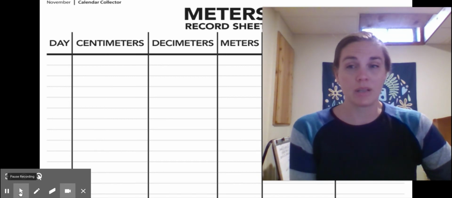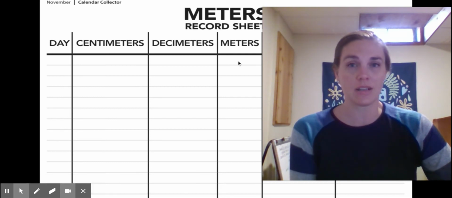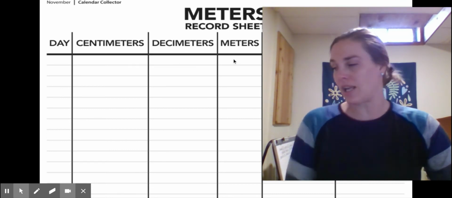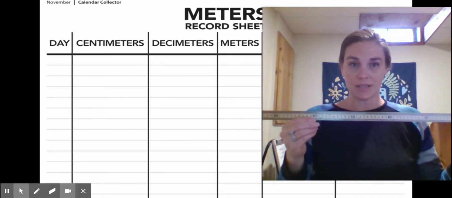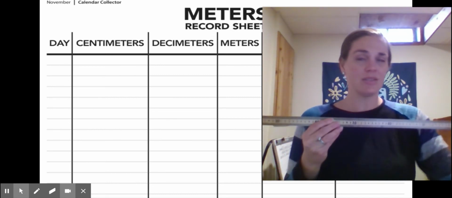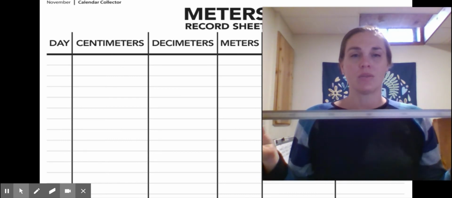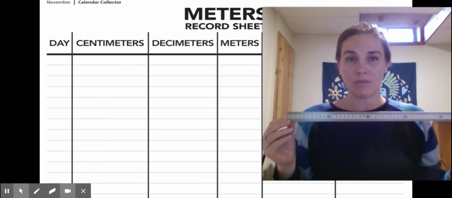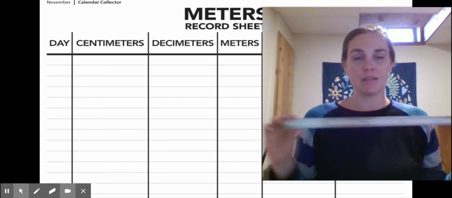So when I think about what we're all collecting, on day 1, we're collecting 1 meter. So 1 is going to get filled in on our chart here. I want you to think about in your head, how many decimeters would that be? If I know that I have 1 meter, how many decimeters is that going to be? And also, how many centimeters is that going to be?